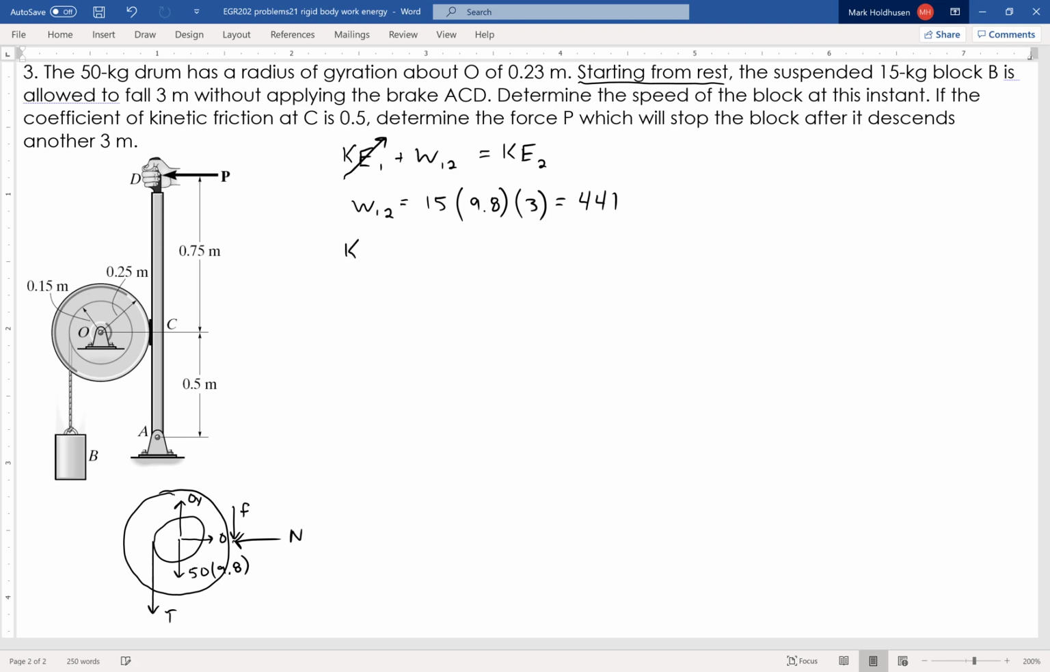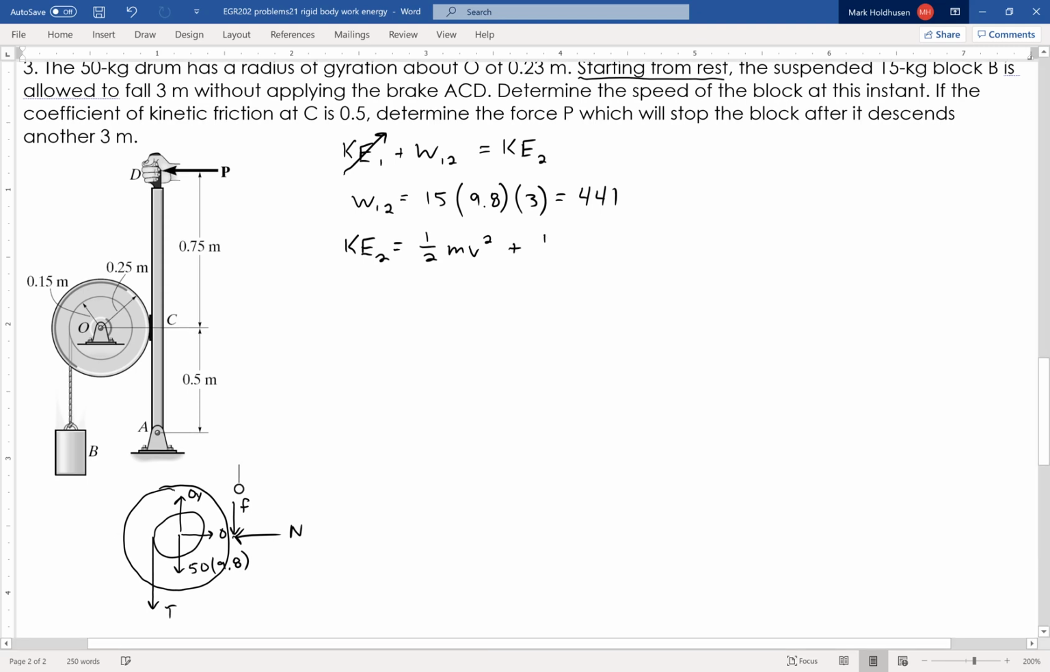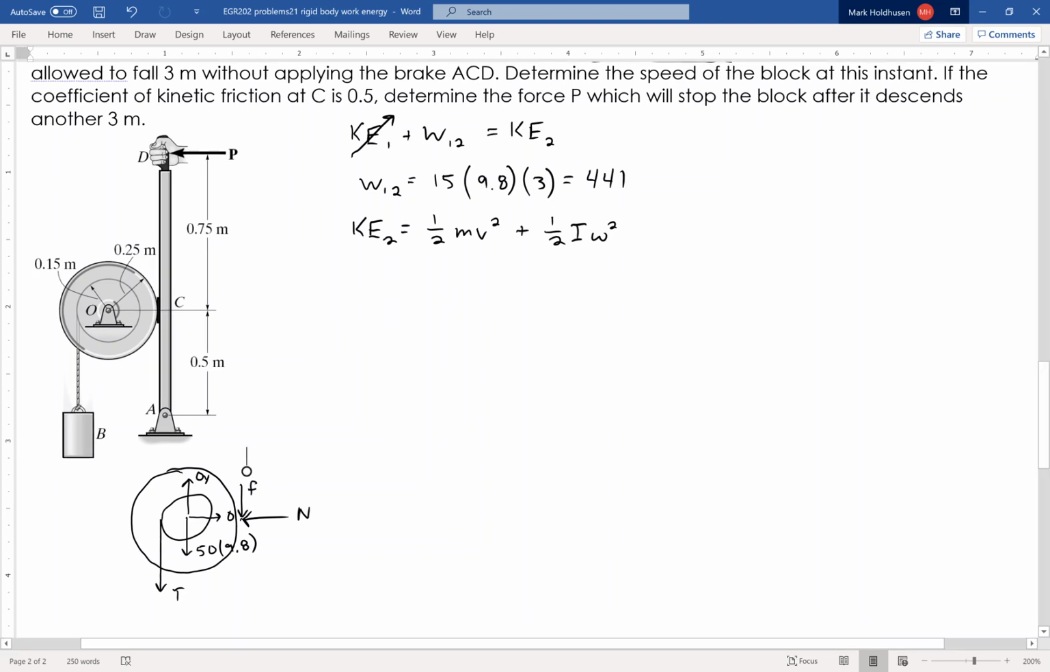which is where KE2 comes in. And KE2 is the kinetic energy of the whole system, which not only includes 1/2 mv squared of the cylinder, but it also includes the 1/2 I omega squared of the drum. Now, the drum is not translating, the cylinder is not rotating, so it's just the linear energy of the cylinder and the rotational energy of the drum, okay?